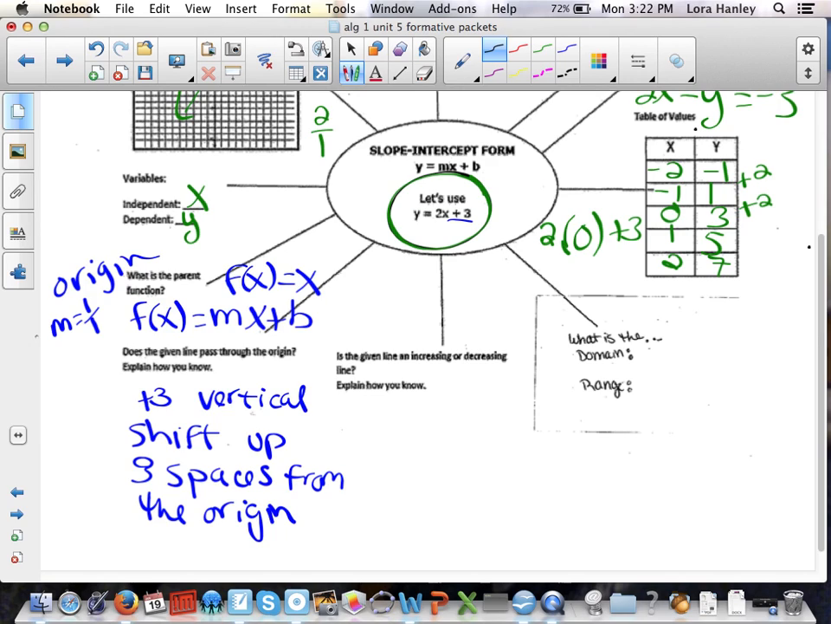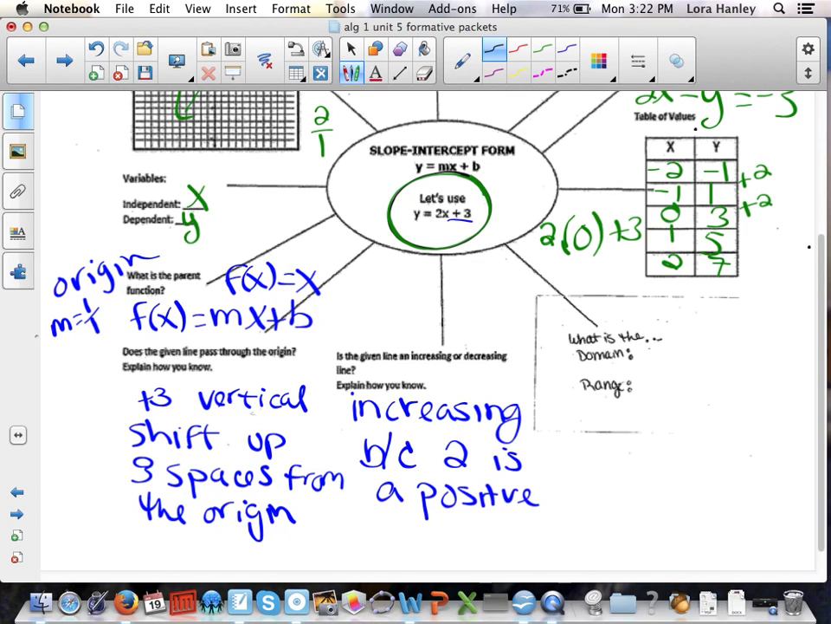We also want to know if it's going to be an increasing or a decreasing line. Well, if we look at the one that we graphed, it was increasing. I could find that out without even looking at my graph though, because 2 is a positive slope. And we also know that because 2 is a larger number, we should have a steeper slope than the one of our parent function.